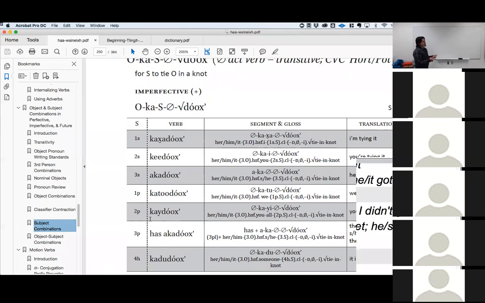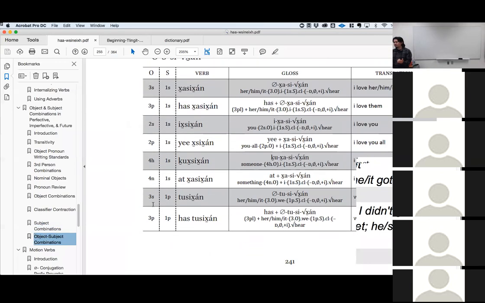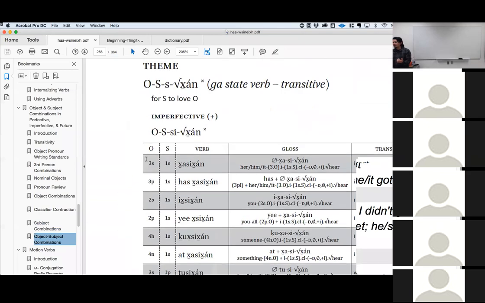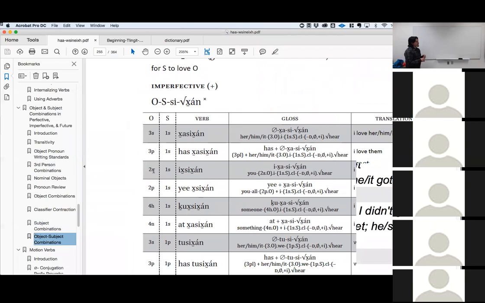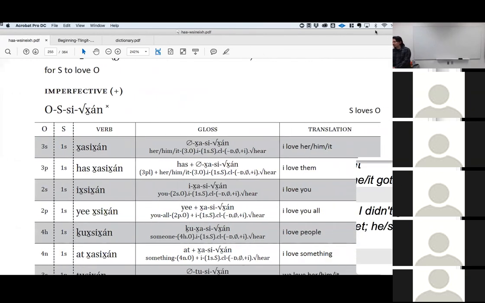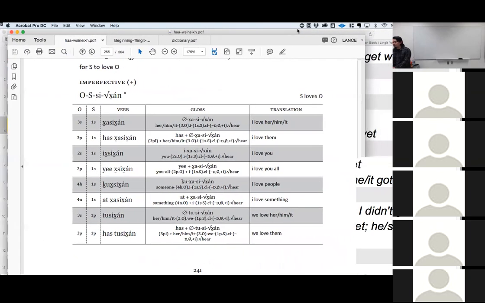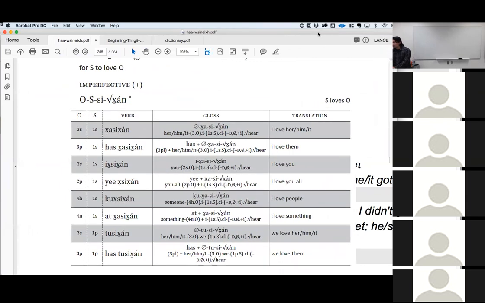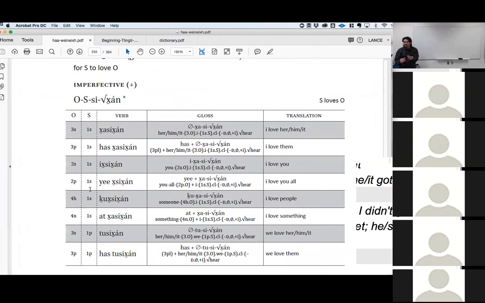So whenever there's a third person subject and a third person object, right? So let me try to find the right one. This is it. So here's a bunch where this shows you the object. And this chapter is just showing you how to change the subject and the object, right? The basic format is this is to love someone, that's what the verb is. And the way that this is put together is you can see the subject is staying the same. This is all first person subject. And then we're going to change the object from third person singular, third person plural, second person singular, second person plural, fourth person human, fourth person non-human. And then it'll switch to a different subject.